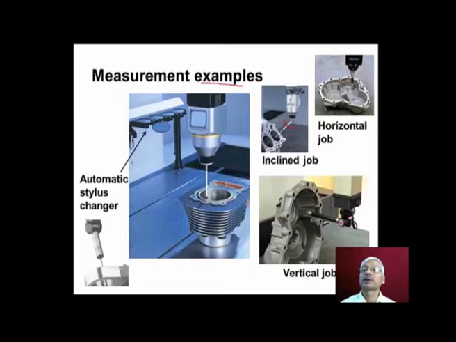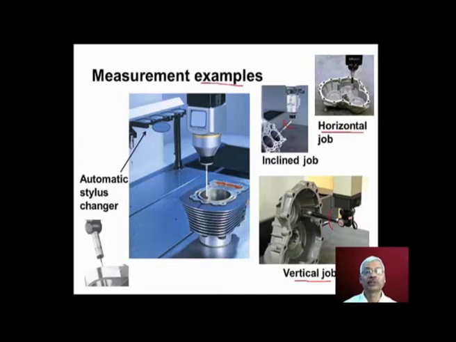And here the gearbox cover is placed horizontally, and then using this motorized probe we can measure the features like diameter of the hole, distance to center distance, and then the depth of the hole, etc. can be checked. And here the job is placed vertically, and you can see motorized probe is oriented, and it can measure the depth, surface details, center distance, etc., etc.